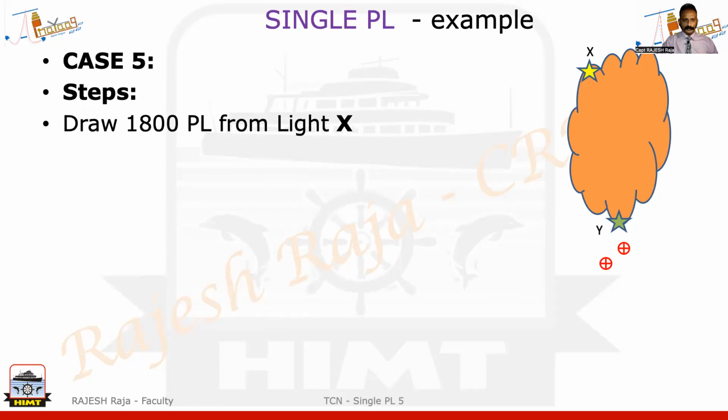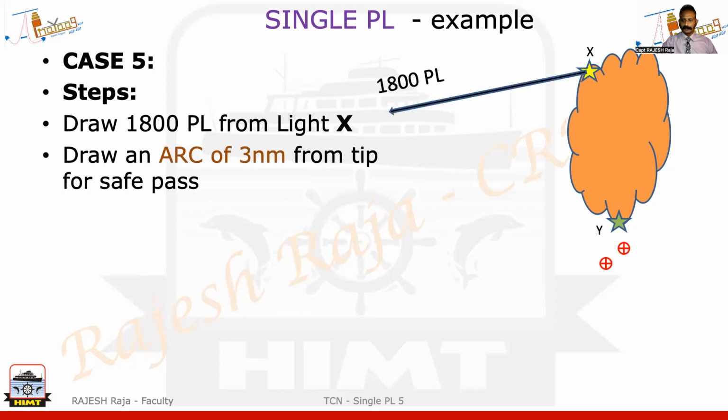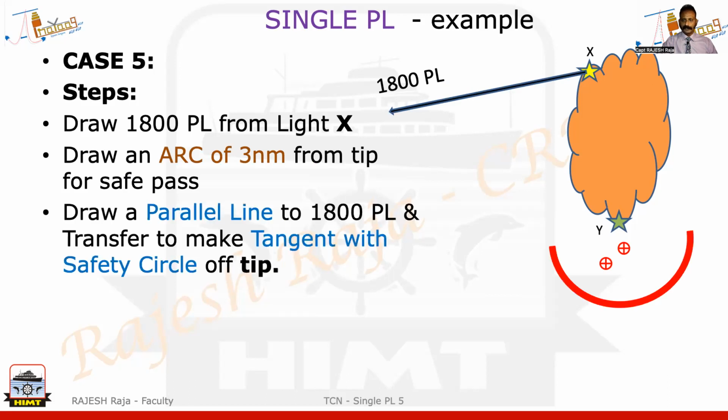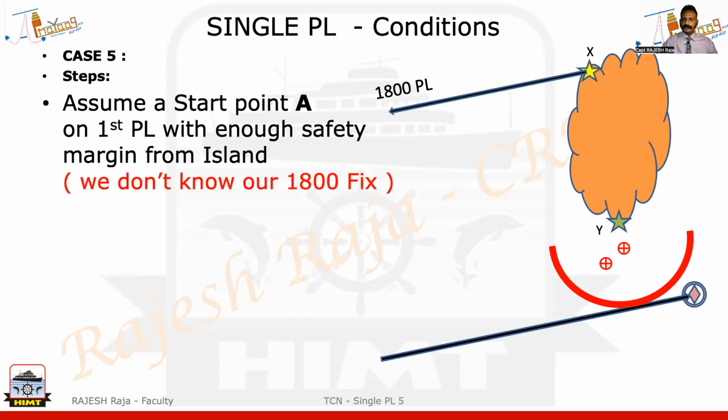Let us start off by drawing 180° PL from Lighthouse X. It is exactly the same principle. Draw an arc, which is your safety arc or restricted arc. Please take a parallel of the first PL and transfer it, make it tangent to this safety arc. After this, as usual, I start with the commencement point Alpha. I can choose it anywhere on the first PL. This question did not give you the initial CTS.